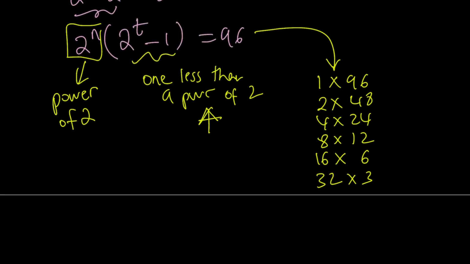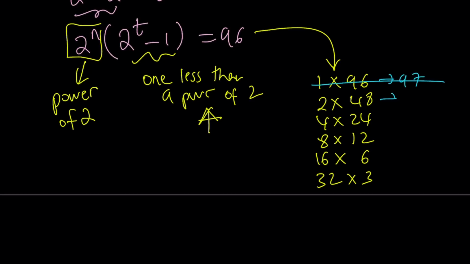For example, is 96 1 less than a power of 2? Think about it. How can you tell if a number is 1 less than a power of 2? You can add 1 to it, and if the result is a power of 2, then that number must be 1 less than a power of 2. For example, what is 96 plus 1? 97. Uh-oh, that doesn't look good. Okay, so we're going to eliminate this case.